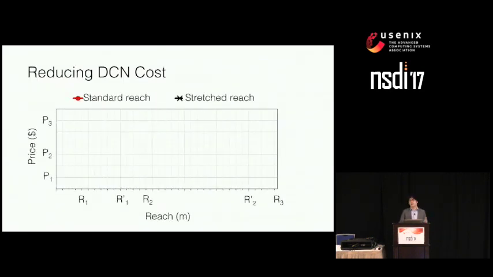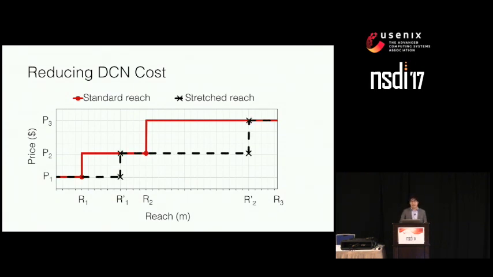Imagine your network has 3 different types of optical technologies: technology 1, technology 2, and technology 3. Each of them has a reach limit of R1, R2, and R3, and a price of P1, P2, and P3. So this curve shows how much you have to pay to build a link of a certain length. If you can stretch the reach limit of technology 1 and technology 2 to R1 prime and R2 prime, respectively, there are 2 opportunities to reduce cost. First, for any link whose length is between R1 and R1 prime, you can now use the lower-cost technology 1 instead of technology 2. The same is true for any link whose length is between R2 and R2 prime.